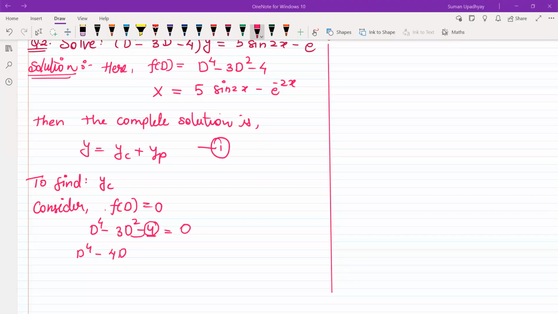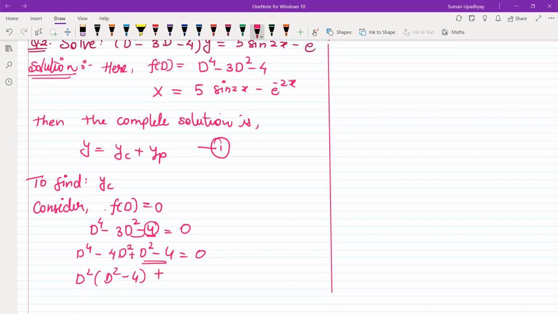So we have to split 4 in such a way that on multiplication I should get 4 and on subtraction I should get 3. That is correct. 4d square minus or plus, it is plus d square. Correct. Now d square is common in the first two terms. Take it out, you will be left with this.